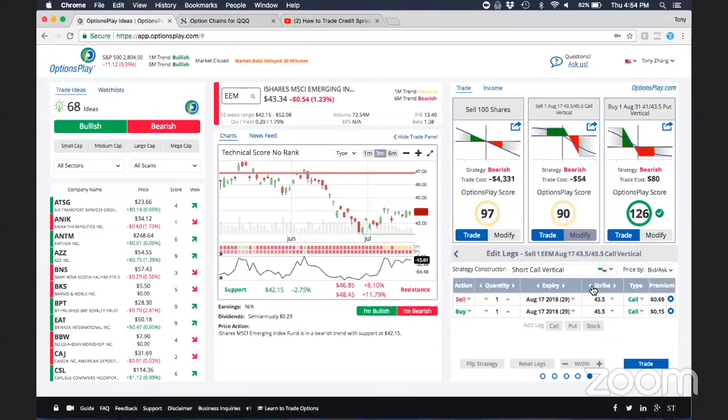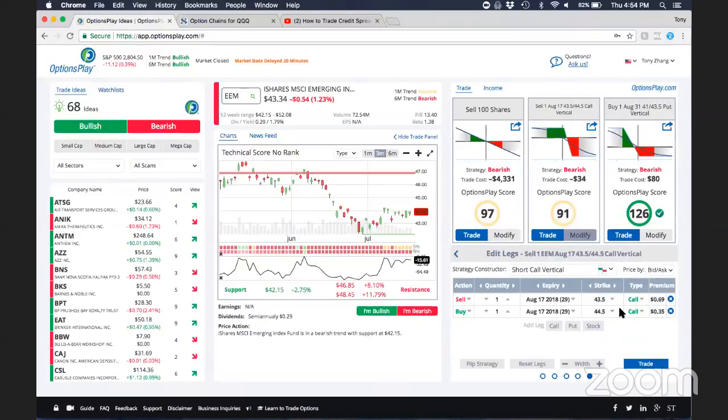So maybe I might adjust this a little. Let's say I take a look at maybe a $1 strike. I'm looking for roughly 33 cents. Here, I'm only getting 21 cents. Still not really what I'm looking for. So this is really where you're going to have to play around and see what you get.